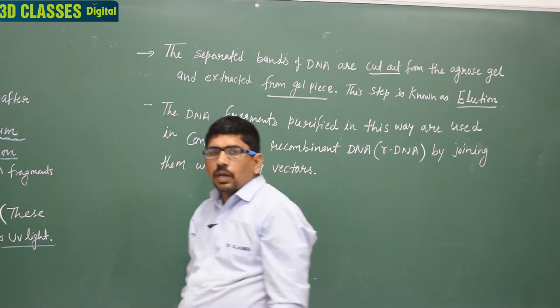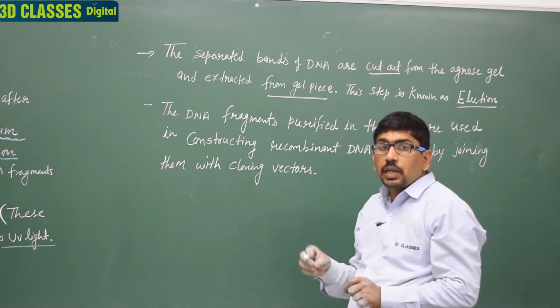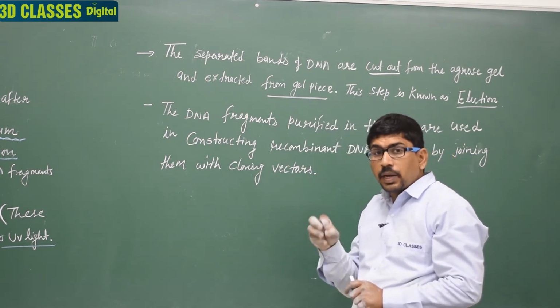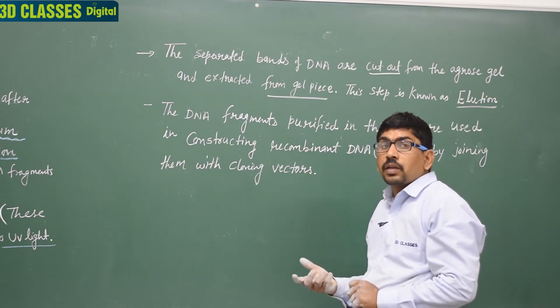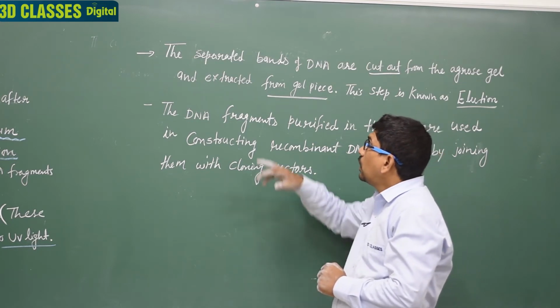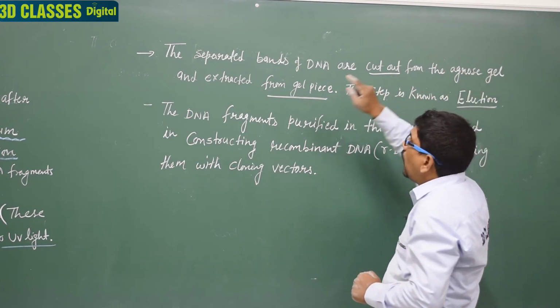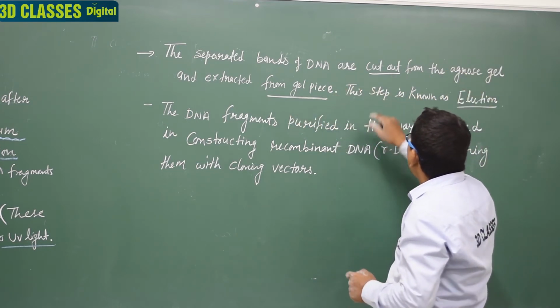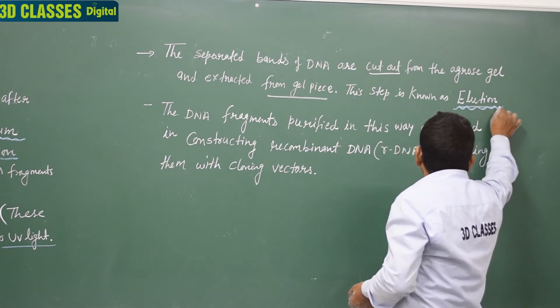It means in a gel, when we cut the DNA and this DNA band and this band are separate, we extract from the gel and we are obtaining the desired DNA. That process is known as the elution. Clear? The separated bands of the DNA are cut out from the agarose gel and extracted from the gel piece. This step is known as the elution.